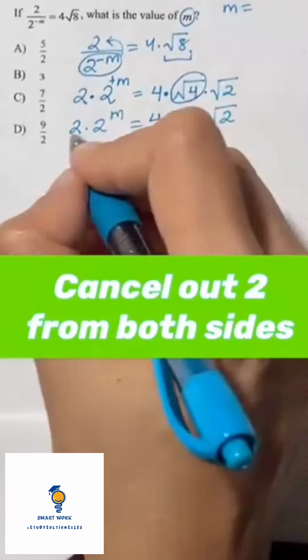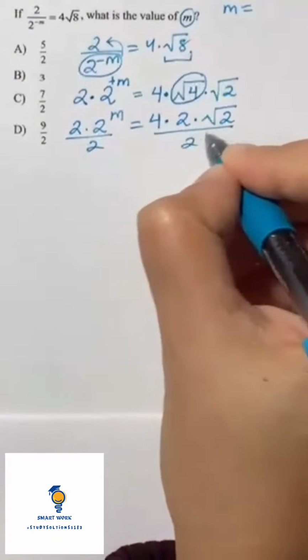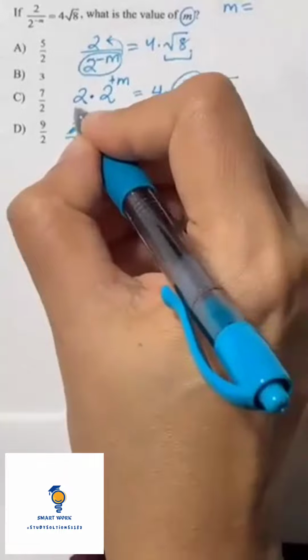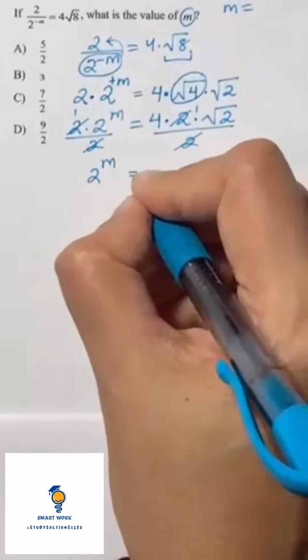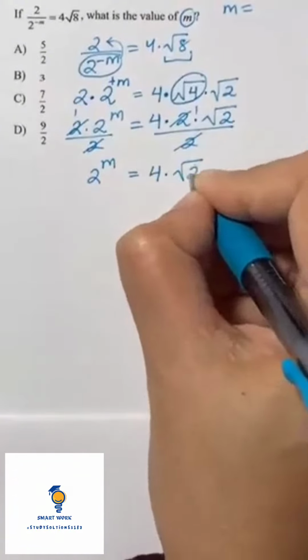Now notice both sides have a 2, so I can actually divide both sides by 2. And they divide each other out to 1. So now I'm just left with 2 to the m equals 4 times the square root of 2.